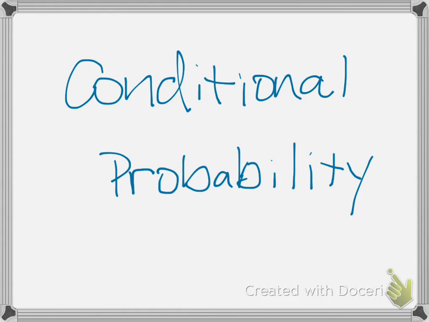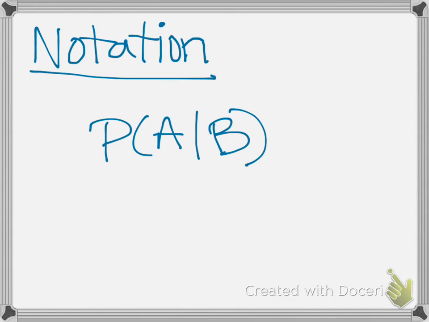In this video, we're going to talk about conditional probability. So we first need to talk about the notation that's used to describe conditional probability. Conditional probability means that you're calculating the probability of some event given that some other event has already occurred.